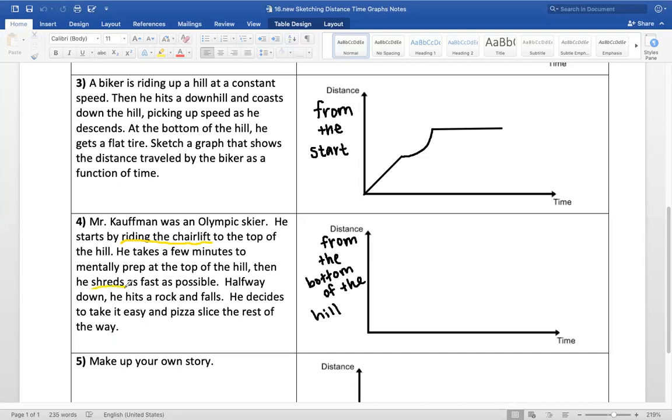Shredding means going really fast. You probably know what it means to hit a rock and fall. And then when it says take it easy and pizza slice, if you've ever skied before, that means you kind of make your skis look like a pizza slice and you go really slow. So that's going to be a different speed than shredding. So your job right now is to push pause and you are going to sketch Mr. Kaufman on his ski hill.